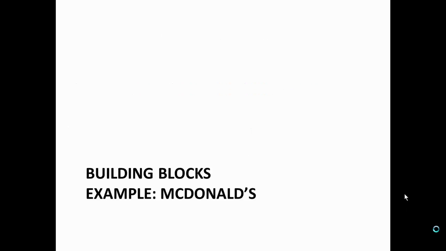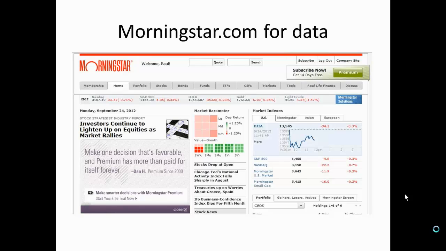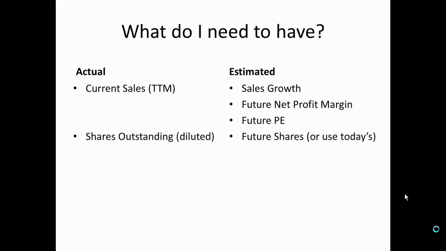Let's go through an example. This is for McDonald's. Most of this data is coming from Morningstar, and I'm hoping we'll have some time at the end of this to go out and demonstrate Morningstar a little bit for you to see how it works. Okay, so let's remind ourselves, what do I need to have? Some actual numbers that I need is the current sales, and we want the trailing 12 months. That's what TTM stands for. We want the actual shares outstanding, and we want the diluted because they're more conservative.